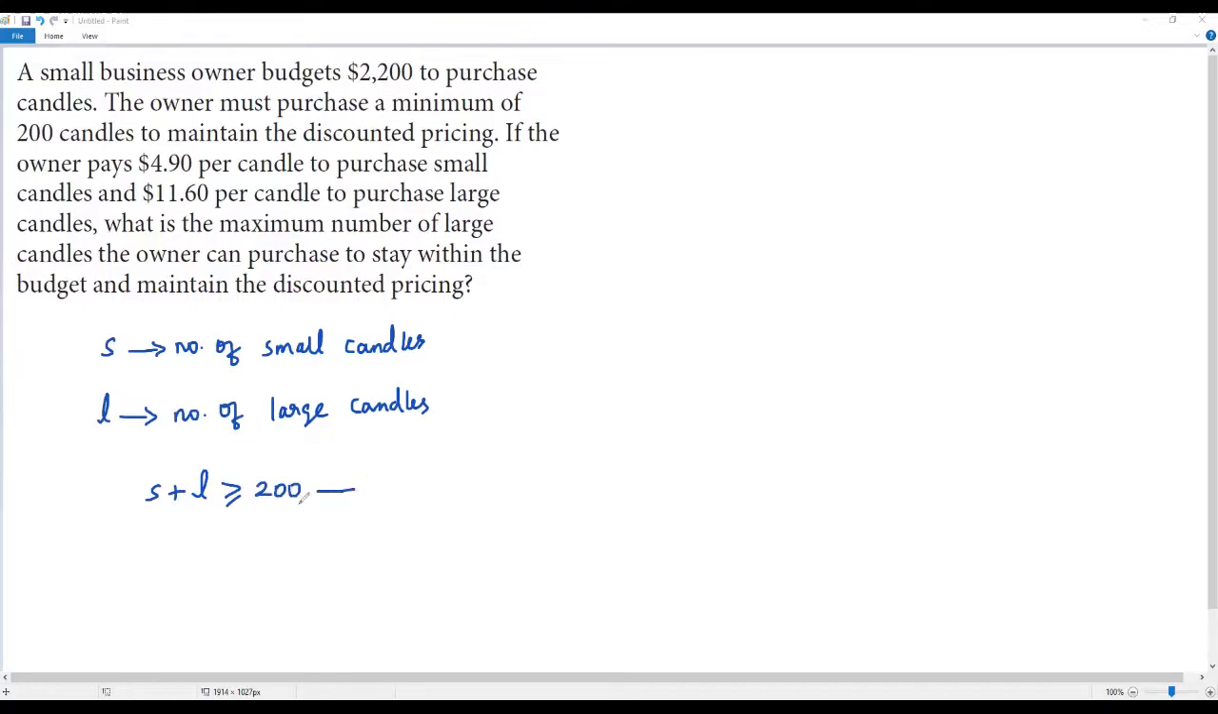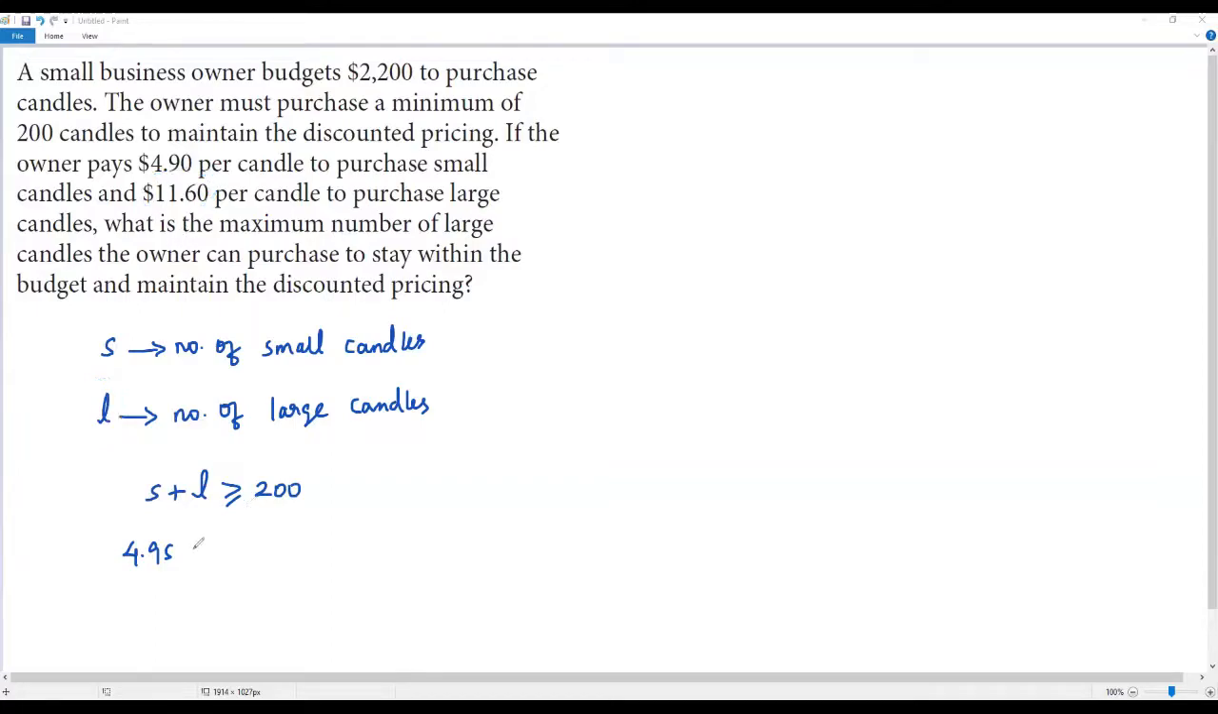Now let's use the other information. The owner pays $4.90 for one small candle. How much does he have to pay for S small candles? We multiply the cost of one small candle, $4.90, by the number of small candles S. So I'm getting 4.9S. And the price of one large candle is $11.60. Then how much does he pay for L large candles? We multiply the number of large candles by the cost of one large candle.